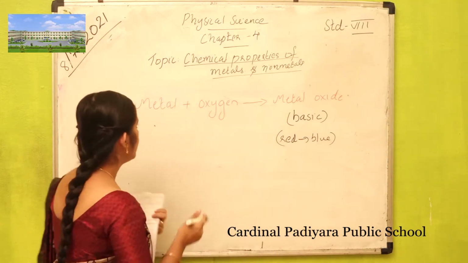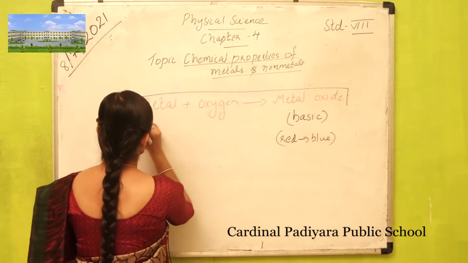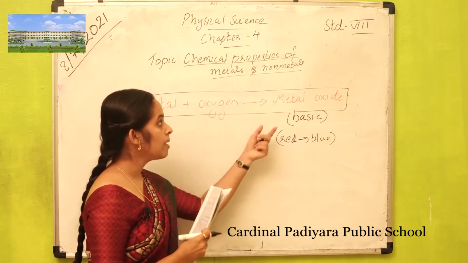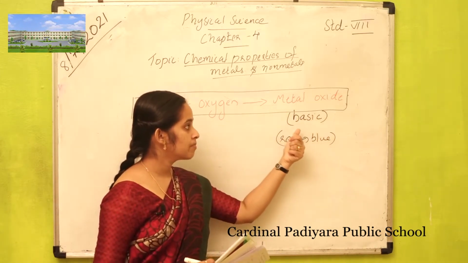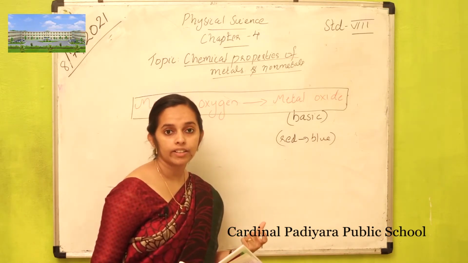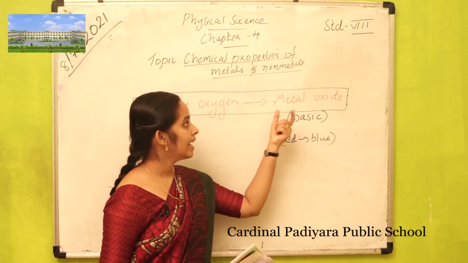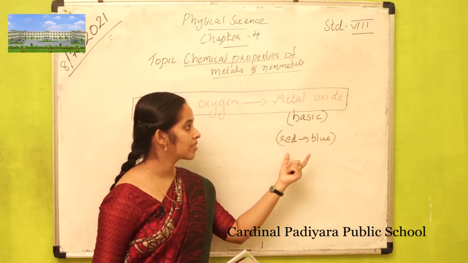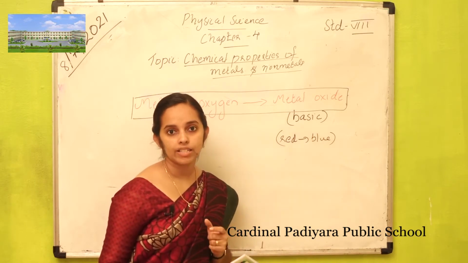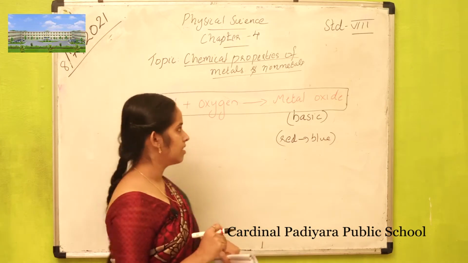So what will be the product when metal reacts with oxygen? Metal reacts with oxygen to form metal oxide, and this metal oxide is basic in nature. How can we identify that? When we immerse a red litmus paper, the metal oxide shows a color change from red to blue, so we can say that it is basic in nature. Are you clear? Let's see an example.